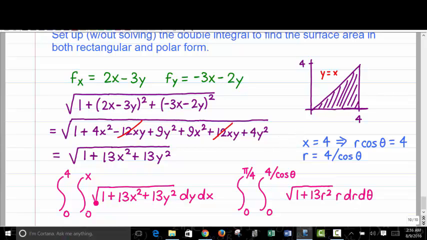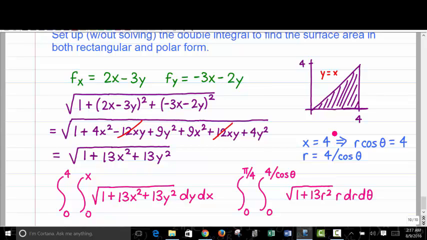Obviously that really could not be integrated, even if you switched it to dx dy. That's not going to help. That really can't be done. But this next one could probably be done if I really put forth the effort, but that's all right. It's because of that limit of integration, not this first integral. Anyway, 13x squared plus 13y squared is 13r squared. So you have the square root of 1 plus 13r squared times r dr d theta.